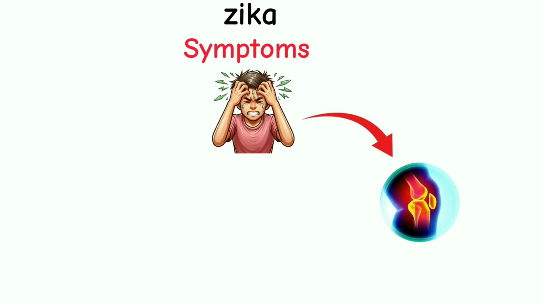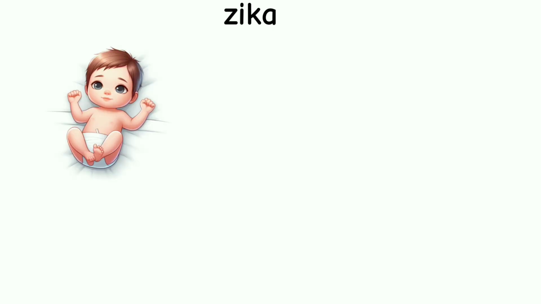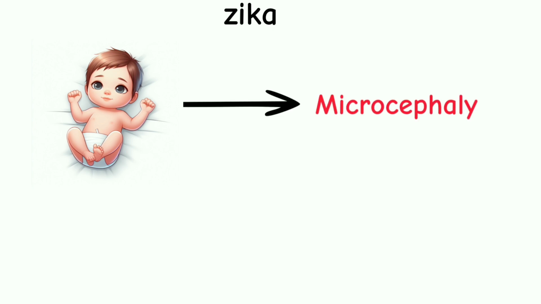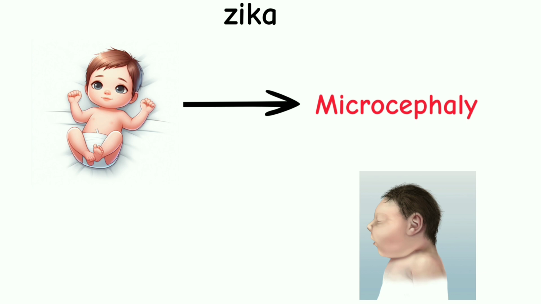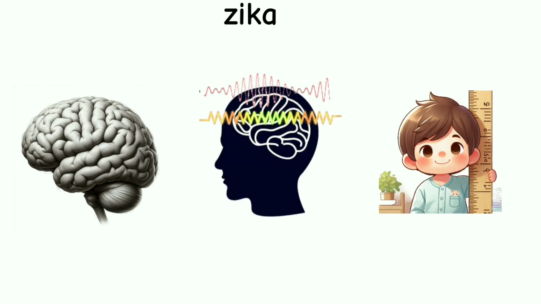Most common symptoms of Zika are headache, joint pain, red eyes, muscle pain. If a pregnant person has Zika symptoms, her baby is more likely to have birth defects. It's linked to microcephaly, a condition where babies are born with abnormally small heads and underdeveloped brains. It can cause other neurological complications, such as seizures and developmental delays.